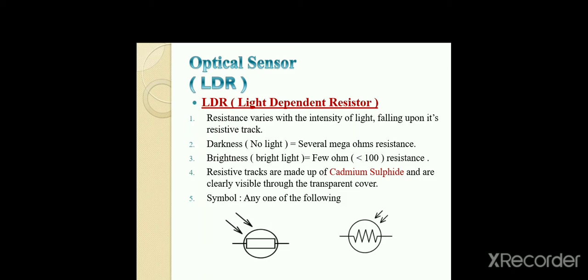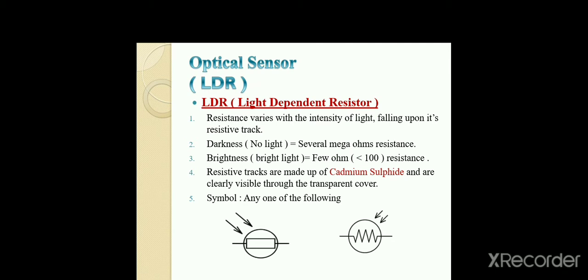Optical sensor LDR. LDR is short for light dependent resistor. It changes its resistance based on light around it. When an LDR is placed in a dark room, it will have a resistance of a few megaohms, which is very high. As we gradually impose light over the sensor, its resistance will start to decrease from megaohms to a few ohms. That is, in darkness, resistance is very high, and in brightness, resistance is very low.